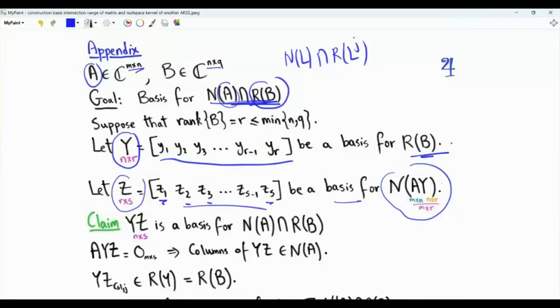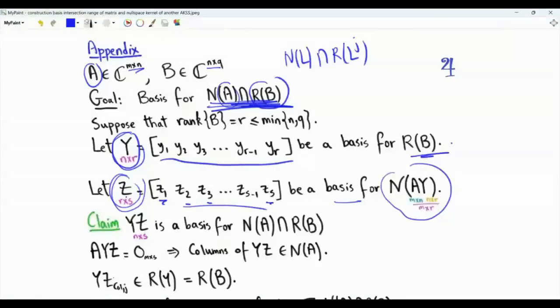The two steps here are sort of standard. We obtain a basis for a range and a basis for a null space. But our objective is to obtain a basis for this intersection here. The claim is that the columns of Y times Z constitute a basis for the intersection of the null space of A and the range of B.